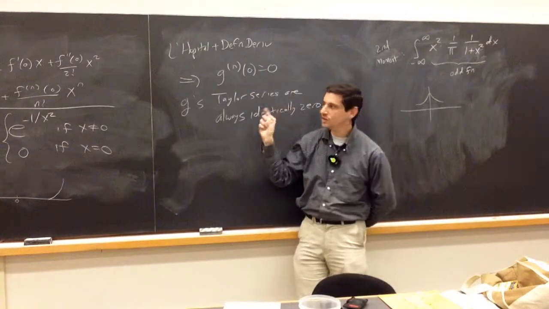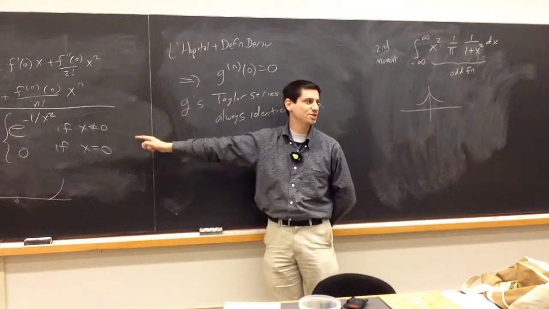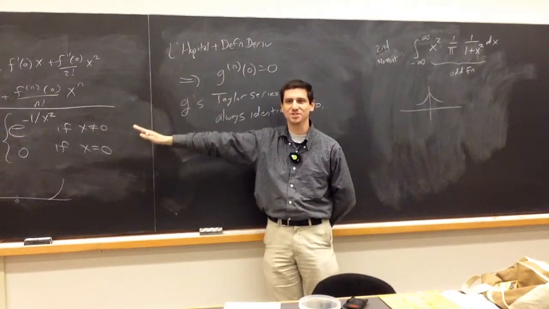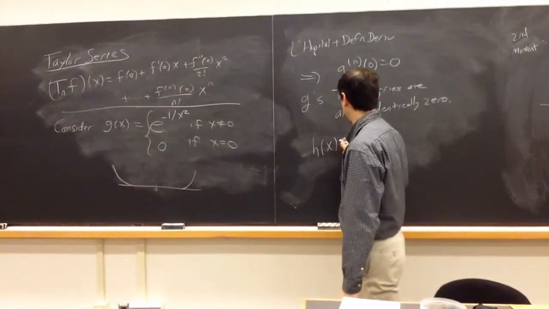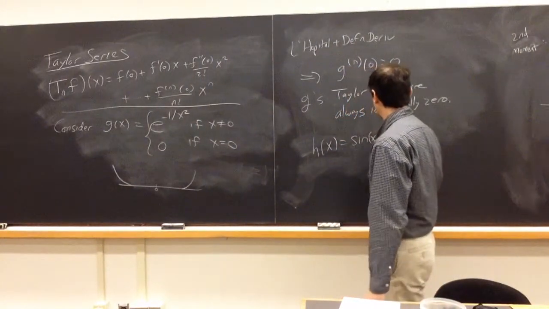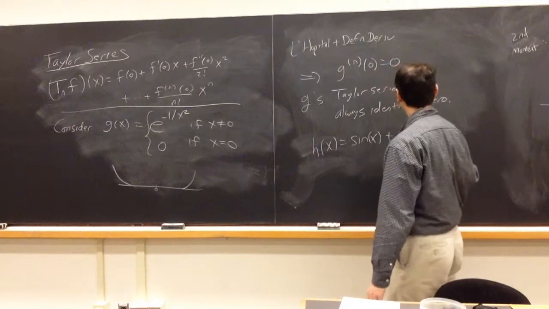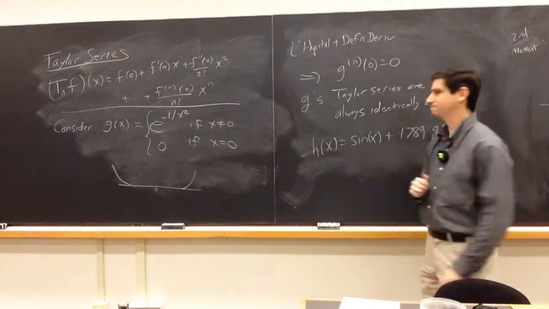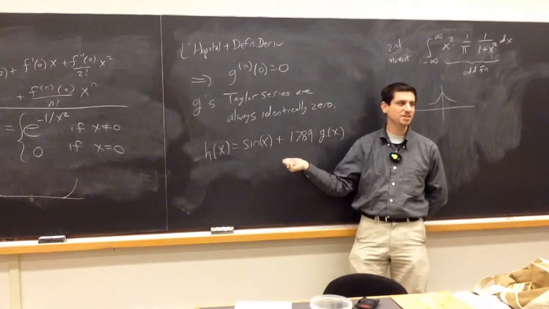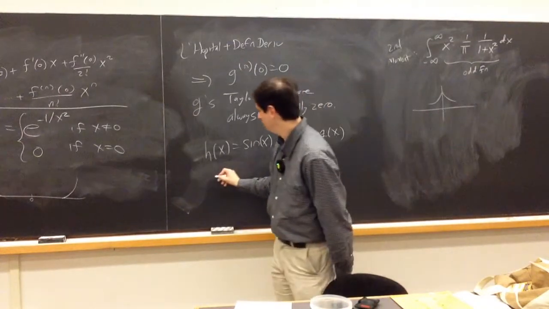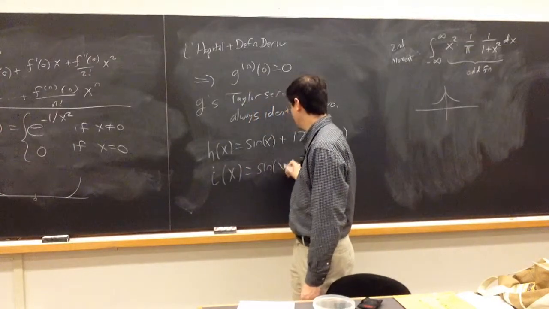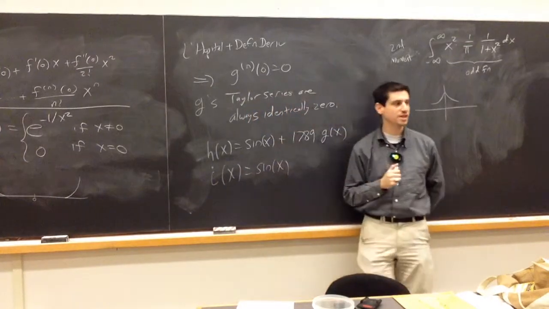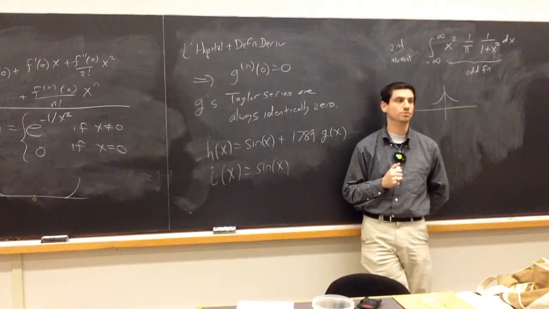And it's disastrous for more than just the fact that, well, okay, I'm never going to look at this function. I promise Professor Miller I will not look at this. What if I give you the function h of x is sine of x plus 1789 g of x? If you calculate the Taylor series expansion from this, or you calculate the Taylor series expansion of i of x equals sine of x, can you distinguish these two functions by their Taylor series? No. A Taylor series does not uniquely determine a function.